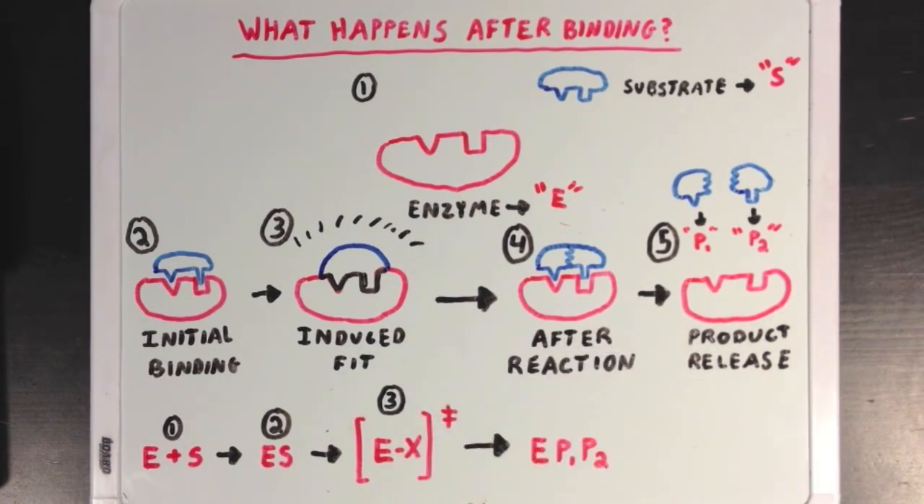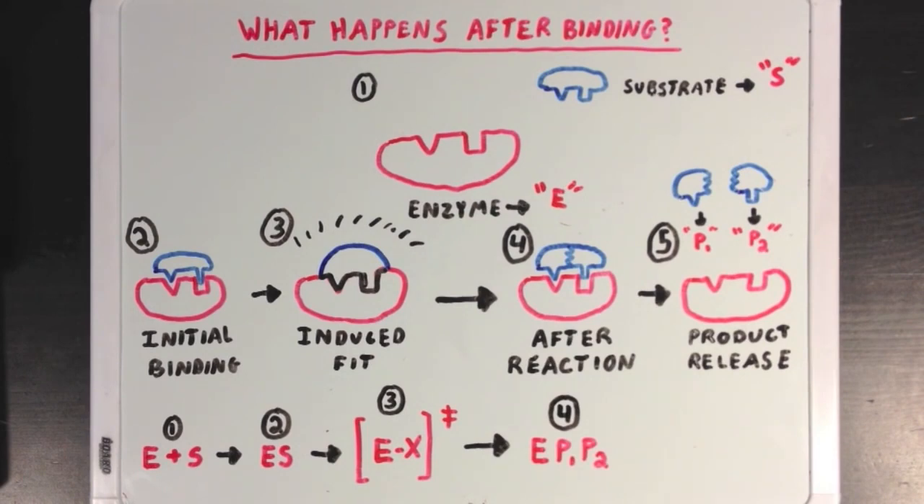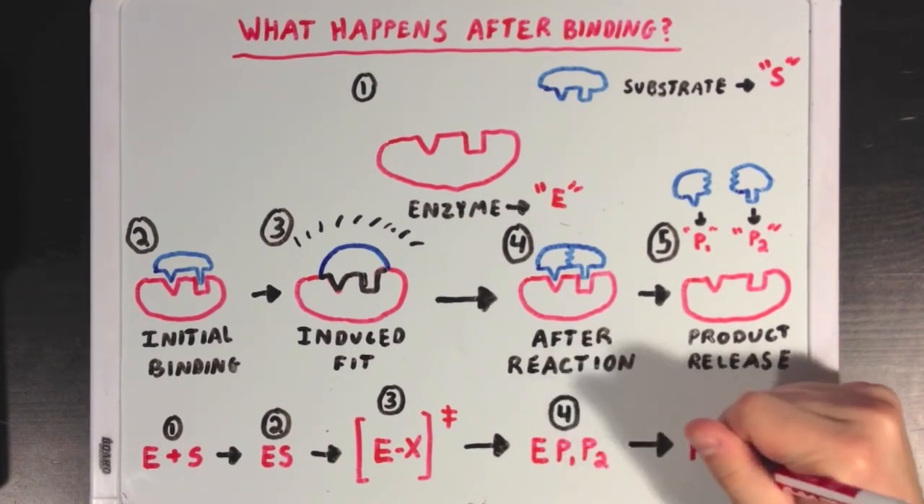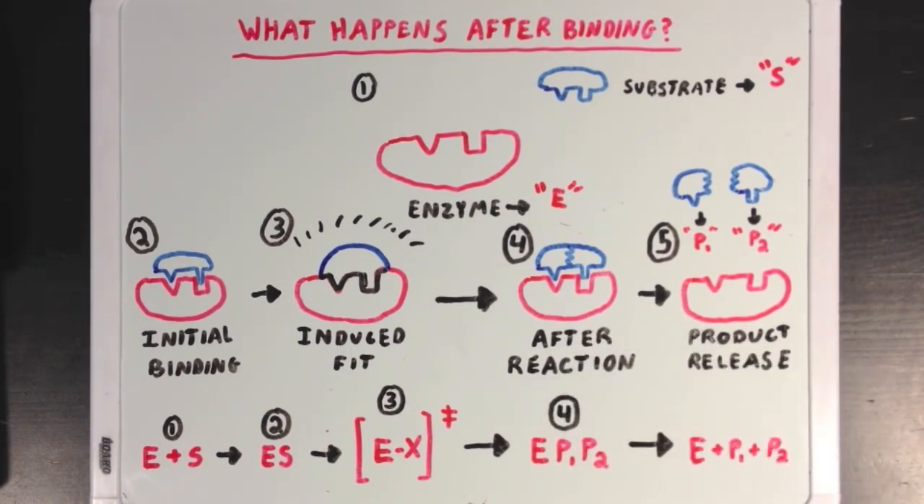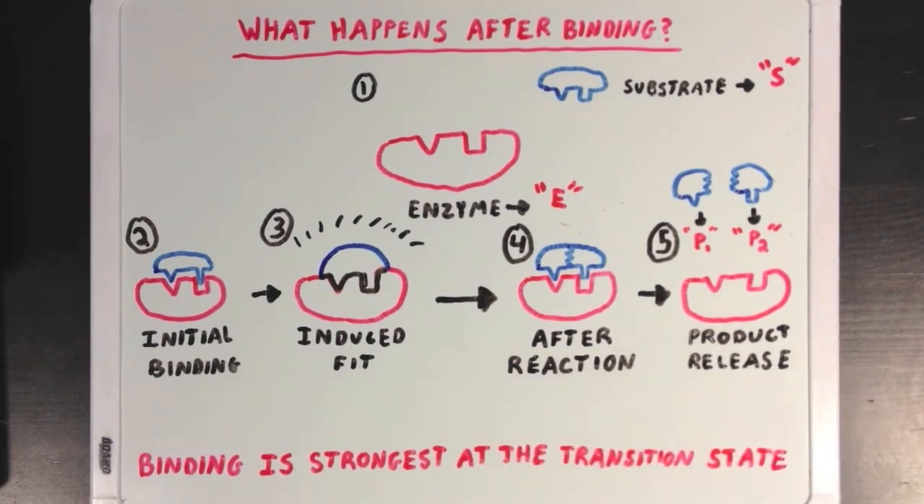Now in our next stage, which is after the reaction has occurred since it exists after the transition state, we have the enzyme bound to the 2 products P1 and P2. And this was stage 4 from before. And then finally in our last stage, stage 5, we have our enzyme which is now separated from our 2 products P1 and P2. Now, the big takeaway from all this is that binding between enzyme and substrate is strongest at the reaction's transition state.